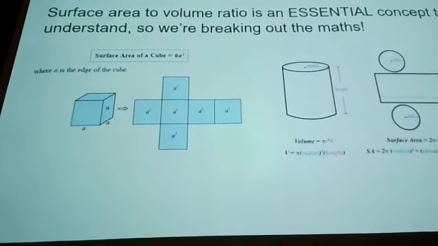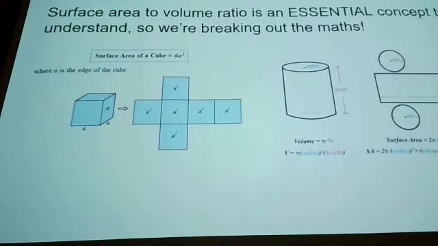So in order to understand why cells tend to be small, we have to understand this concept of surface area to volume ratio. So in order to really understand what's going on, we're going to do some math. It's going to be fun. So we're going to stop here for a second. We're going to go back to the lab. There are some handouts over there.